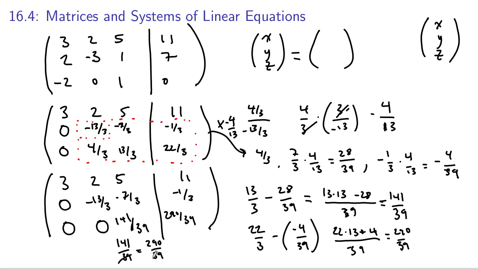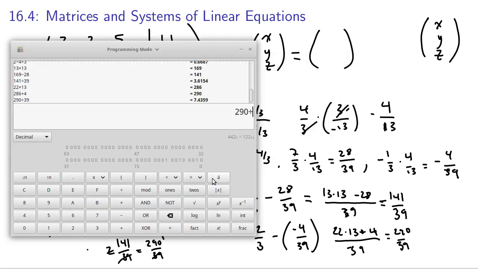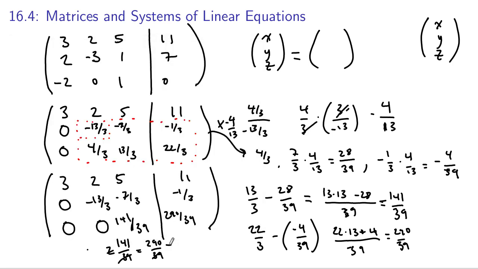So here the 39s will cancel. And this is z times this, so you have z is 290 over 141. Which is almost 2. So that makes me wonder if I'm off a little bit somewhere in my calculations. 290 over 141.